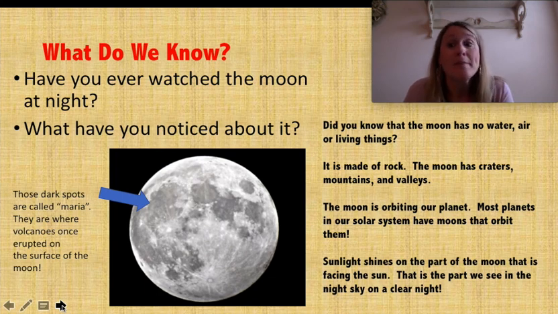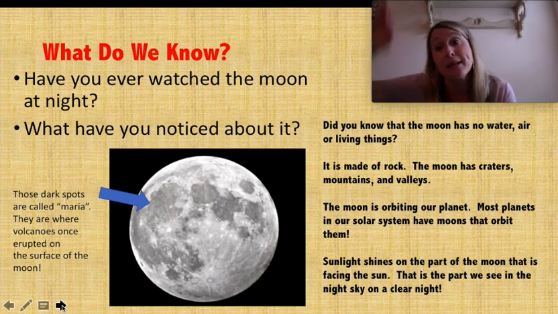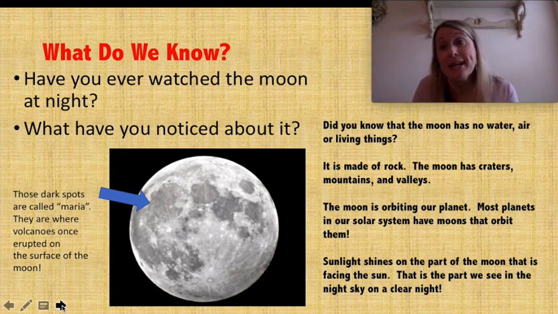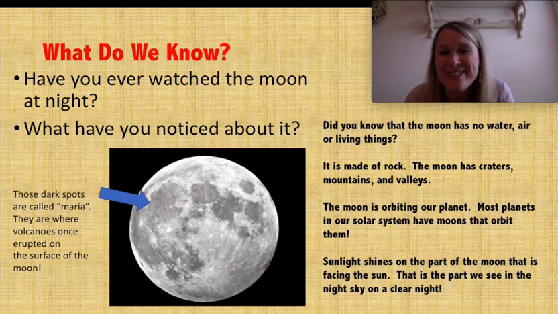Did you know that the moon has no water? Wow. No air to breathe, and no living things on it at all. In fact, it's made of rock, and all it has on it are craters, which are big holes or dips in the moon's surface. It has big mountains, and it also has valleys, those dips down. That's all you're going to see if you're there. These dark spots that are over here, I always think those are so interesting when you see those. Those are called Maria, and they're where volcanoes once erupted on the surface of the moon. I think that's so cool.